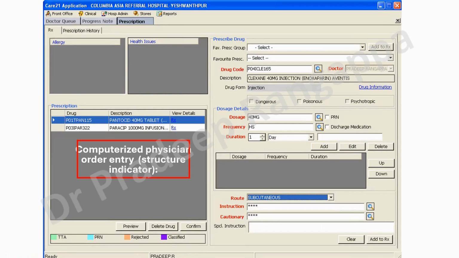And this was the computerized physician order entry structure that we had in our ICU where we work. This was an old format. Now we have a newer format. So this is the Care 21 format that we had in the ICUs that we were working in. So what is the aim?